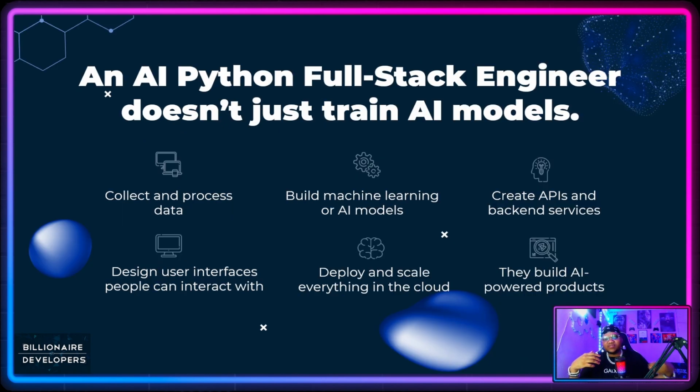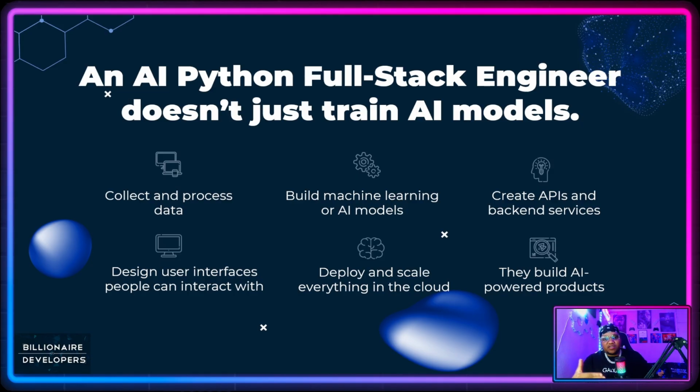But it's not only about training and working with models, right? Becoming an AI engineer is something that is going to take time for you to develop, but it's definitely time worth invested. First and foremost, you're going to be working with collecting and processing data. You're going to be working with machine learning models or AI models, as I mentioned. You'll also be creating APIs and backend systems, right? You'll be working with servers. You'll also be creating versioning. You'll also be working with databases. You'll also be working with design interfaces, right? Working on the front end.